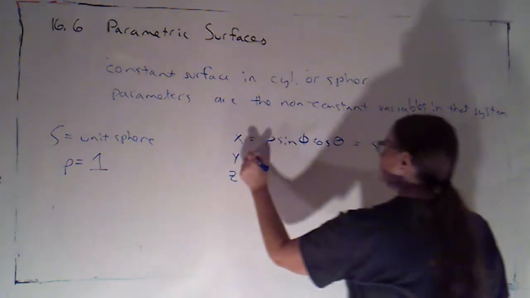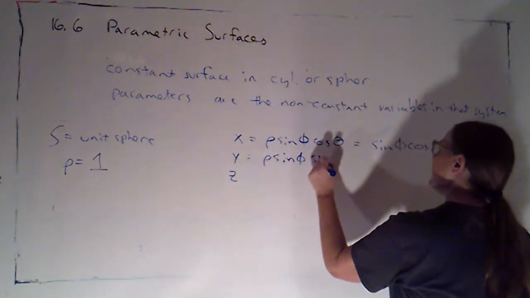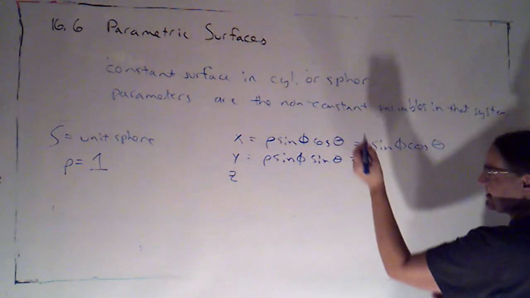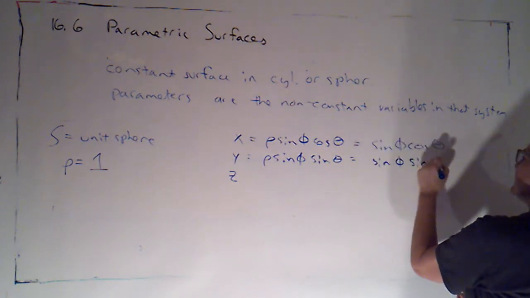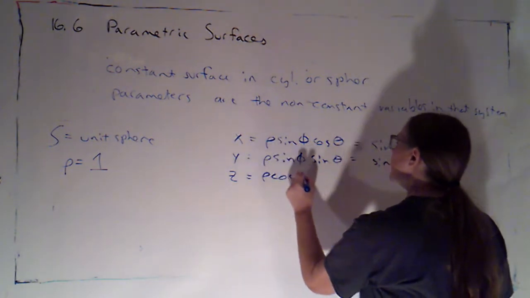Same thing with y. In general, I know it's rho sine phi sine theta. But if rho is constant at 1, I don't need to write rho. I can write 1. So I'm getting sine phi sine theta. And z is rho cosine phi.